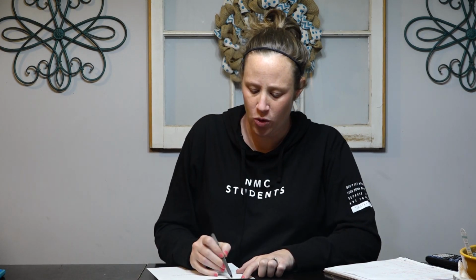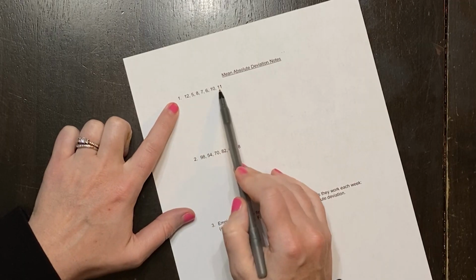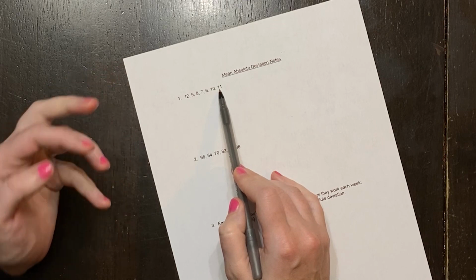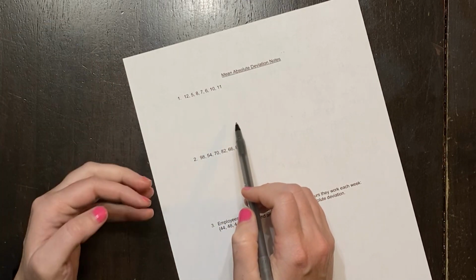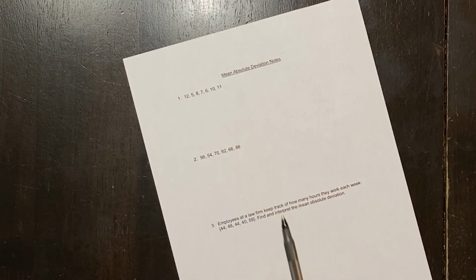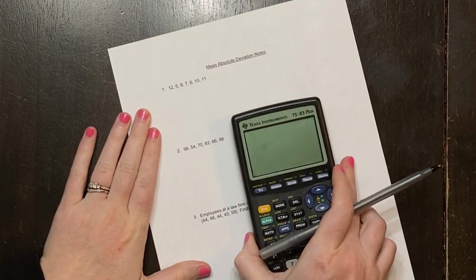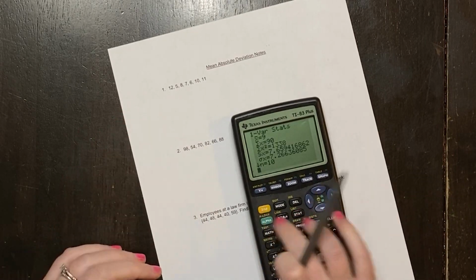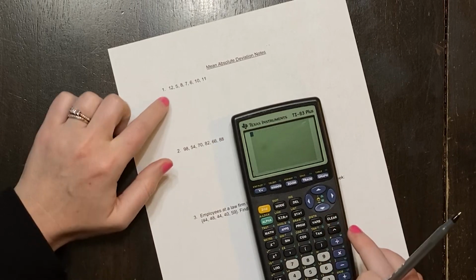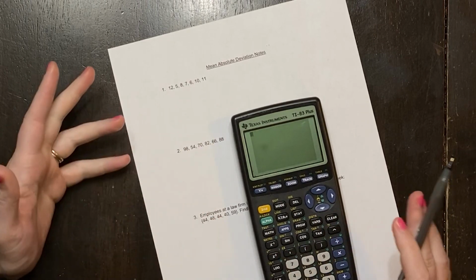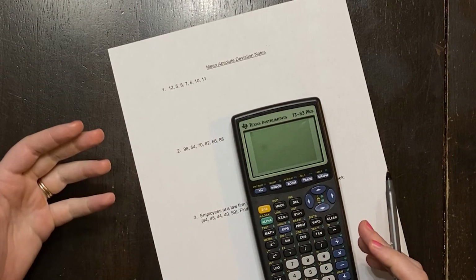Okay, so if we turn it over, we've got the first one right here. We're finding the mean absolute deviation. So our step number 1 is to actually find the mean. You can use a calculator on this part. You know that when you are finding the mean, you add them together, you divide by how many there are.